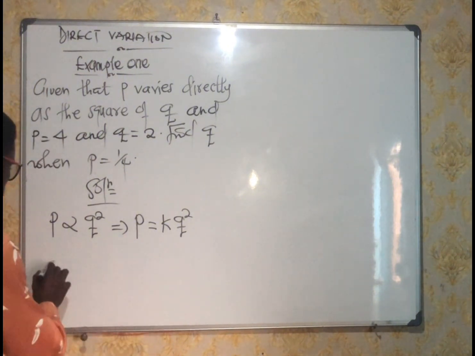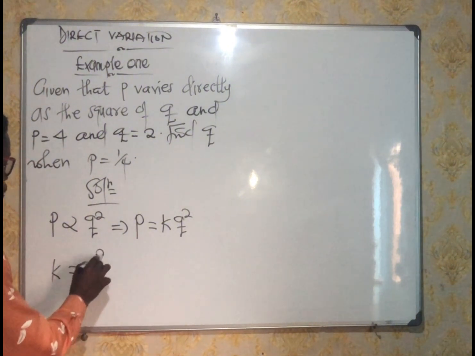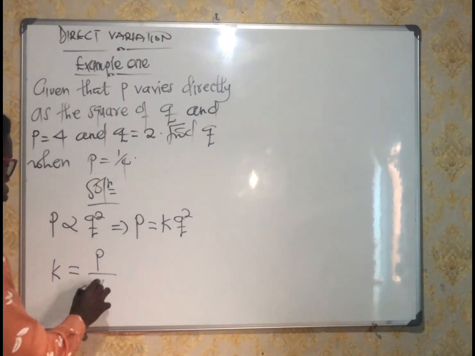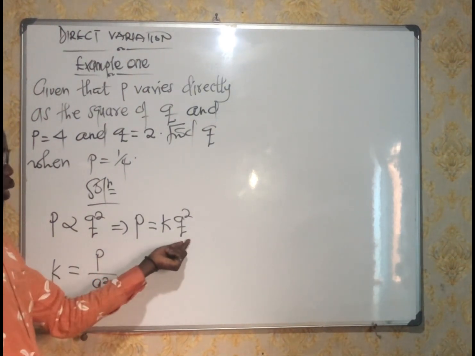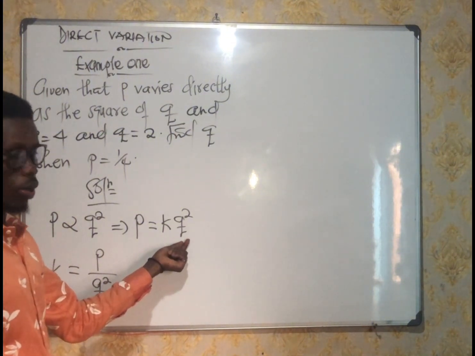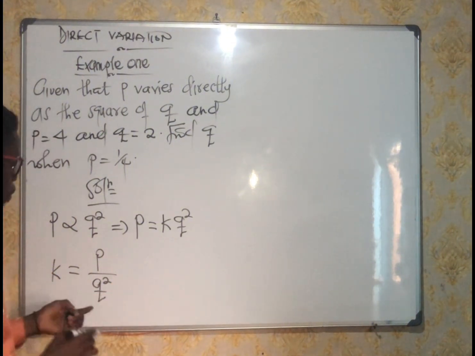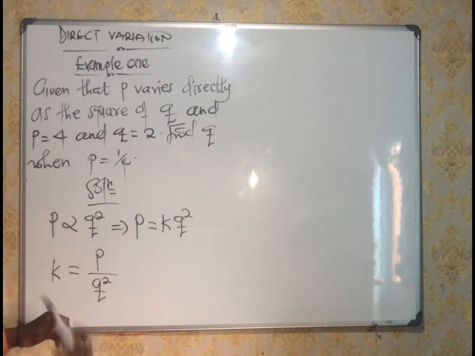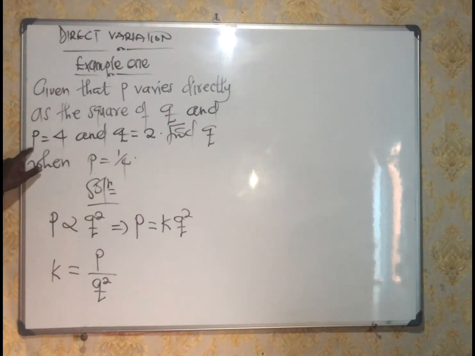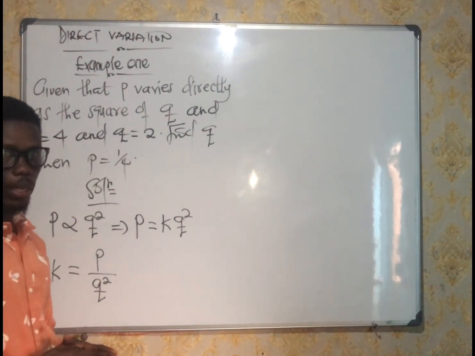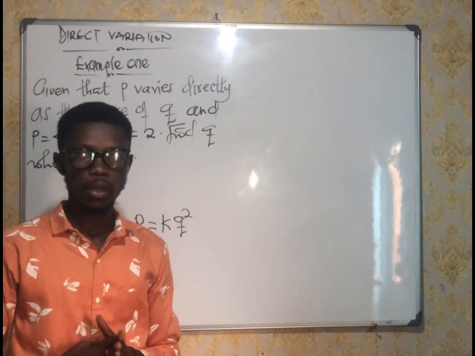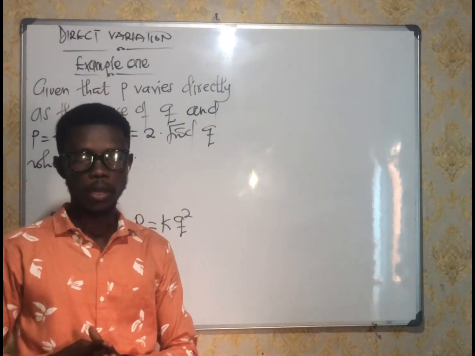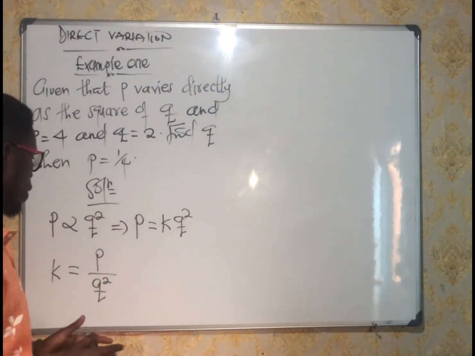And to make k the subject, I have p over q squared. If you don't know, just divide here by q squared, here by q squared. The q squared will cancel the q squared, leaving only the k. Now, from the question, we need to find our k. Anytime they give you any question concerning this, you have to find your k. So they will give you values that you need to use to find the k.